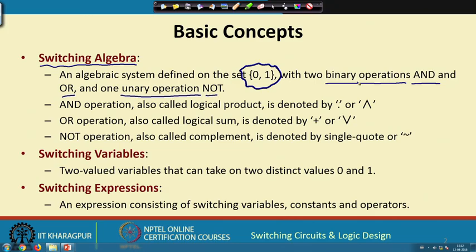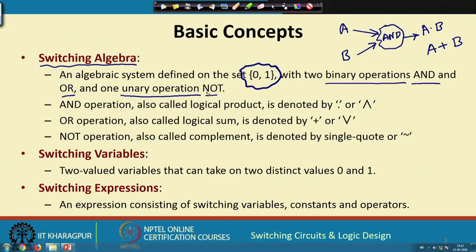What is meant by a binary operation? An operation is said to be binary if there are two inputs and one output. Binary means 2. Let us say AND, we talked about a 2 input AND gate. Suppose I have an AND operation, I have two inputs A and B and I have the output A AND B. This is a binary operation. Similarly, OR is also a binary operation, output will be A or B.